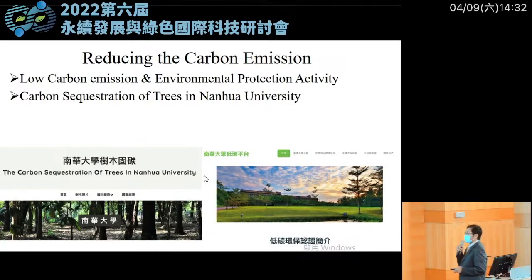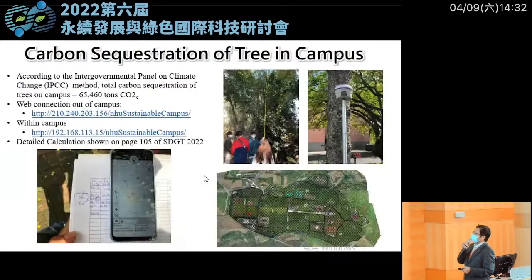And the second thing, we want to check how much carbon sequestration there is on our campus. So we measure every tree on our campus, and we set up a website to show our outcome. In the future, this website will also show our progress on the carbon sequestration of trees. But this is what we do.